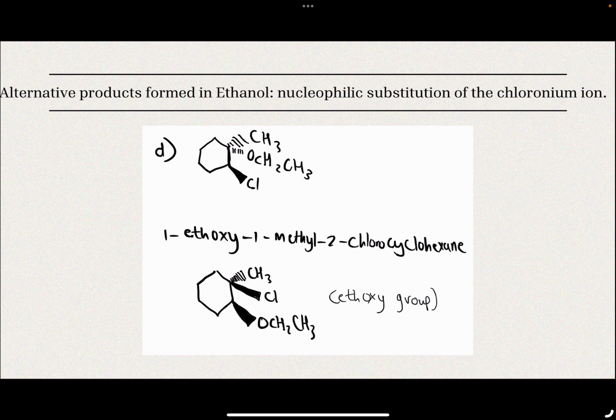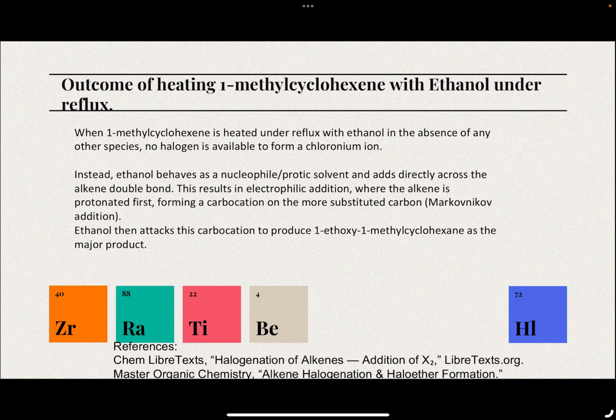And then these are the alternative products formed in ethanol, nucleophilic substitution of the chlorinium ion. This is drawn by me. And then the outcome of heating 1-methyl-cyclohexene with ethanol under reflux. So when 1-methyl-cyclohexene is heated under reflux with ethanol in the absence of any other species, no halogen is available to form a chlorinium ion.